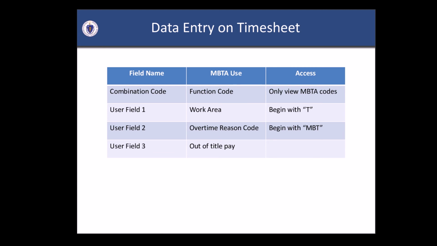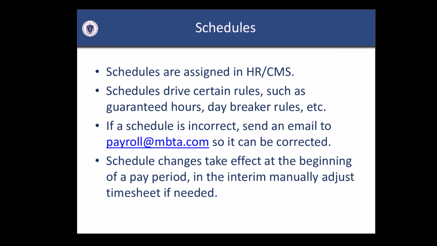User field 2 is your overtime reason code. And those, if you search for them, begin with MBT. So it's a little different. And then finally, user field 3 is for your out of title pay, and those also begin with MBT. And I'll correct that on the slide. So that's just a quick review of the different data entry points on the timesheet. We will see these couple of different fields as we navigate through the presentation.